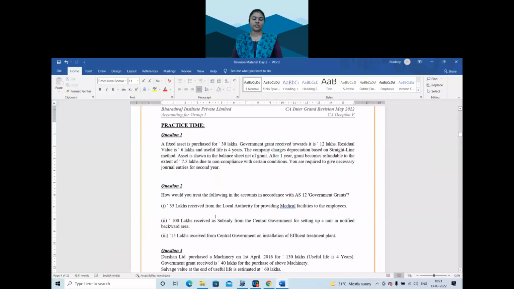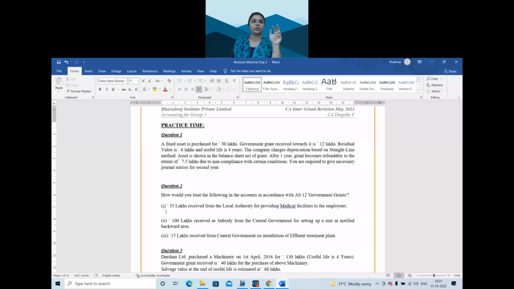Question 2. How would you treat the following in accounts in accordance with AS12 government grants? This is a question where you have to write the provision and the explanation. First, rupees 35 lakhs received from the local authority for providing medical facilities to the employees. So what is this grant in the nature of? Is it a revenue grant or a capital grant?